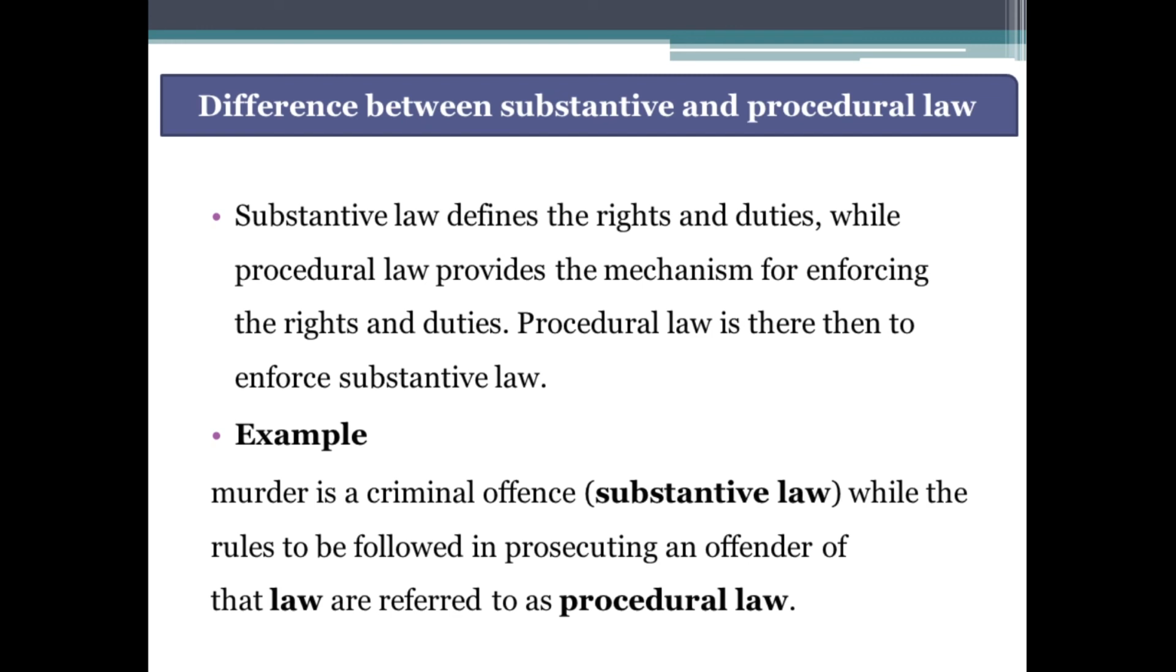So we are saying murder is a criminal offense, while the rules to be followed in prosecuting an offender of that law are referred to as procedural law.